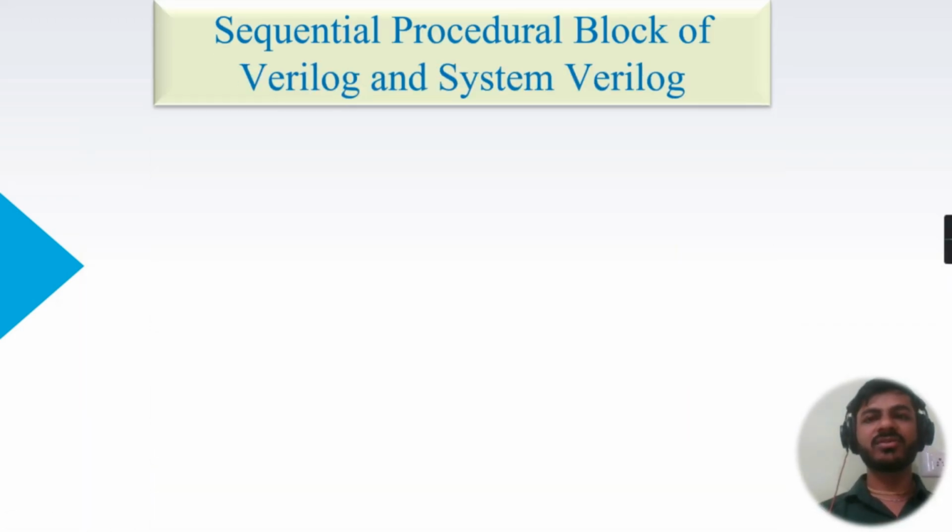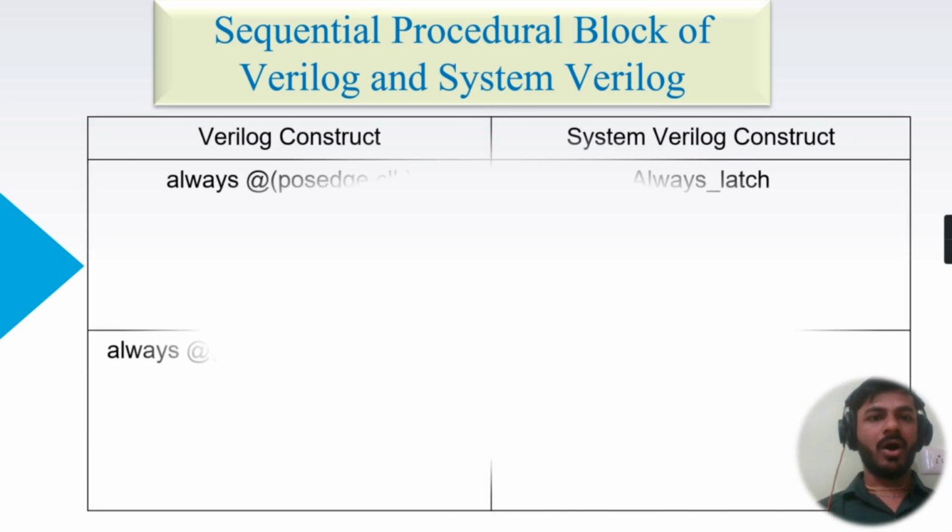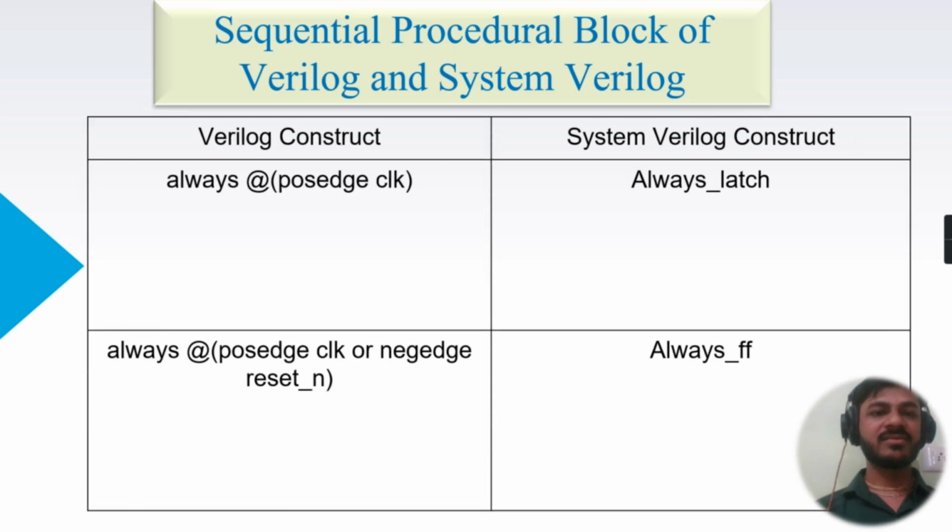Now we'll understand what procedural blocks are available in Verilog and SystemVerilog for the design implementation of sequential circuits. On my screen, you can see on the left-hand side I have Verilog constructs or Verilog procedural blocks. On the right-hand side, I have SystemVerilog procedural blocks. So let's understand each procedural block one by one.